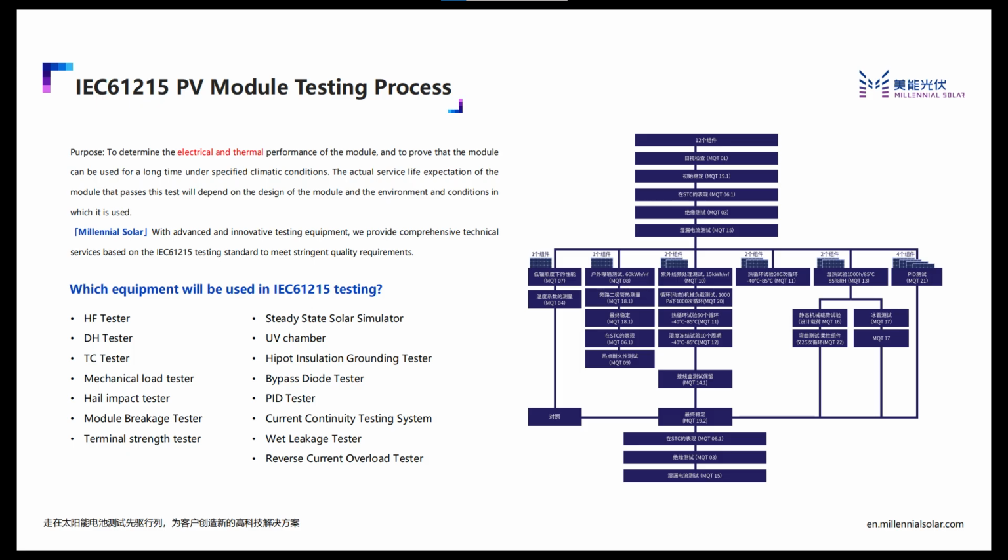So what kind of devices will be used under this IEC 61215 test procedure? The core products will be chambers like the HF chamber, DC chamber and the TC chamber as well, and some mechanical testers like the mechanical load tester, dynamic and static, and the hail tester and module breakage tester, and some light simulation chambers like the steady-state solar simulator and the UV chamber. And some devices for electrical performance checks like the bypass diode tester, the hipot insulation tester and the grounding tester.